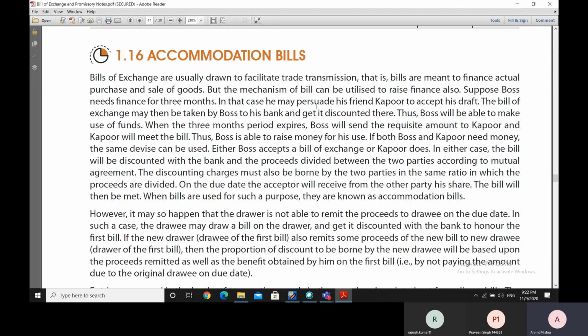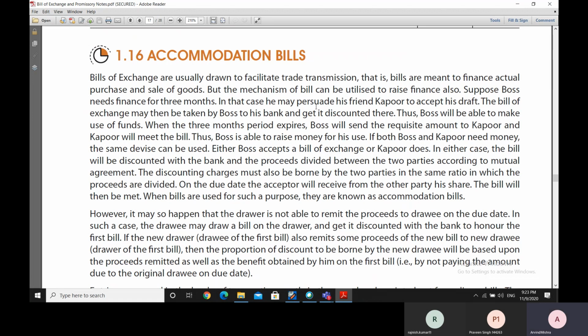Now we come to accommodation bills, and let us see what accommodation bills are. Now we have seen that bills of exchange are usually drawn to facilitate the trade, to make the trade easy. That is, those bills are meant to finance the purchases and the sale of goods. But the same mechanism of the bill can also be utilized to raise the loan or to raise the finance, not just for purchase or sale of goods, but generally to raise loans.